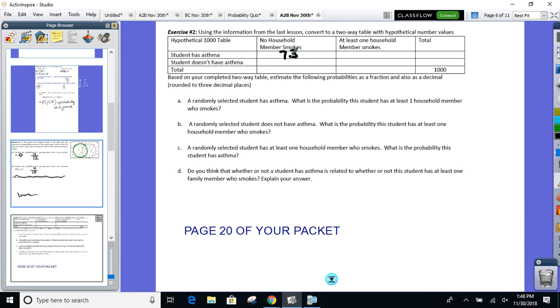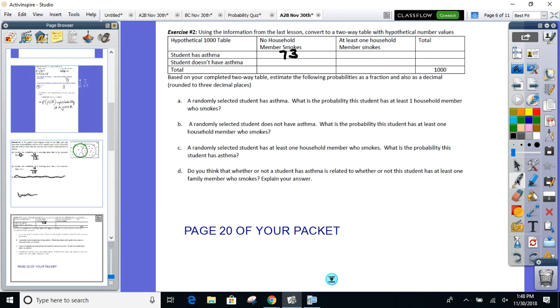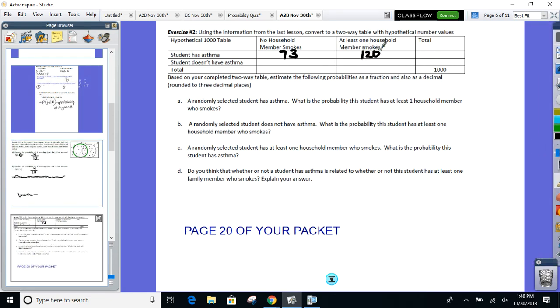So I got 73, 120. Total here, 193. Going back here, I got 506. I got 301. I have 579. I have 421. All right. Oh, and I'm missing 807 here for the total. Don't have asthma, 807.